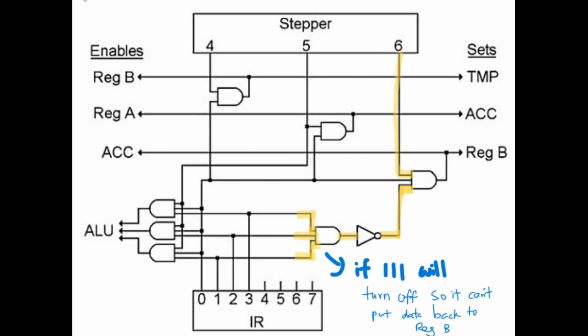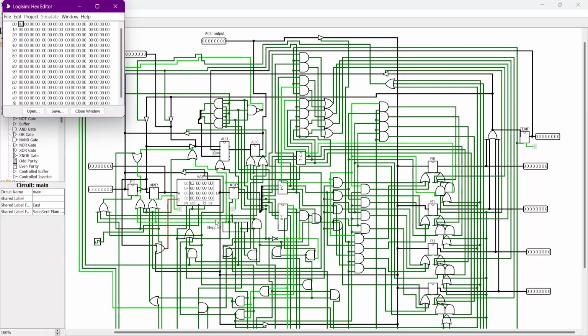The third input of the AND gate in step 6 is there to avoid enabling the 111 operation, because the 111 operation in the ALU does not do anything, as per the ALU design. The stepper in step 6 will enable the accumulator to load the data back to register B to store it. Here is the final wiring connection when adding this ALU instruction.